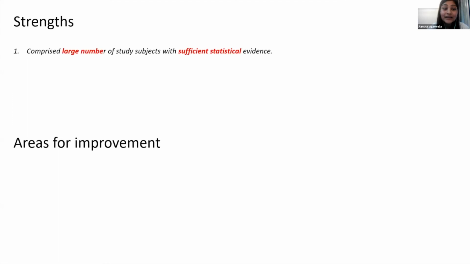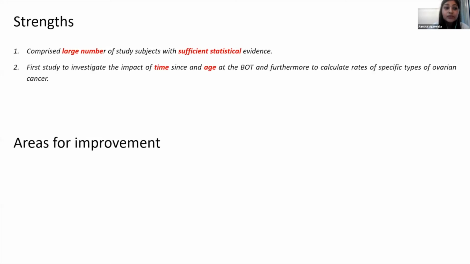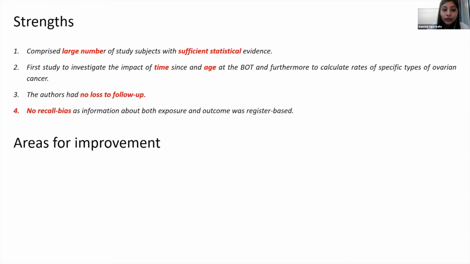So this study had a lot of strengths. It comprised a large number of study subjects with sufficient statistical evidence. It was the first study to investigate the impact of time since and the age at diagnosis of borderline tumor, and furthermore to calculate rates of specific types of ovarian cancer. The authors had no loss to follow-up, and there was no recall bias as information both about the exposure and the outcome was register-based.